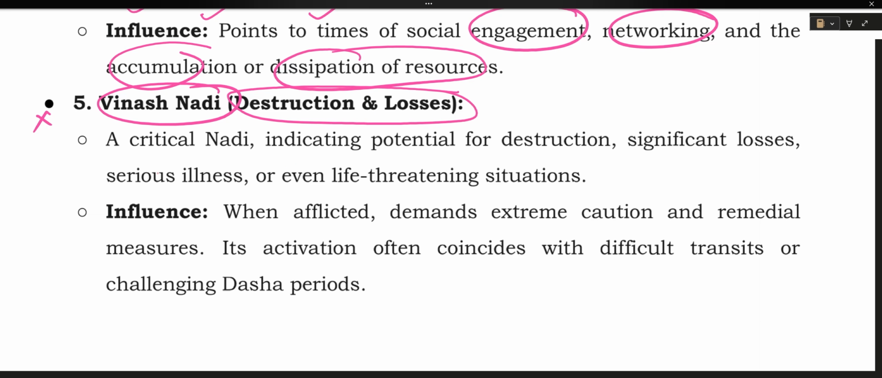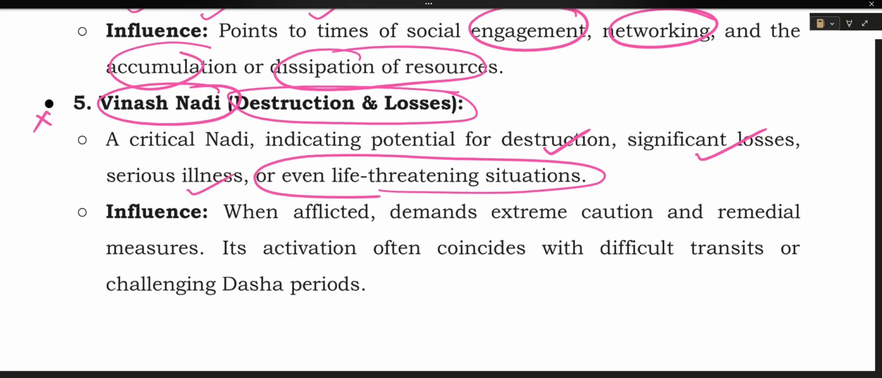Okay, so this is a critical nari indicating potential destruction, significant losses, and serious illness. And then we have the life threatening situation. Sometimes you are supposed to fall in an accident.